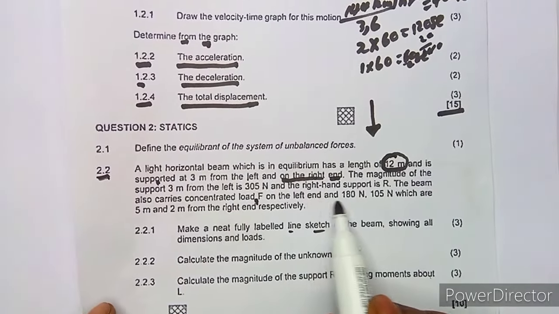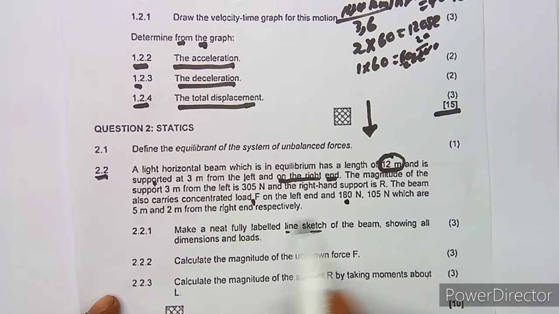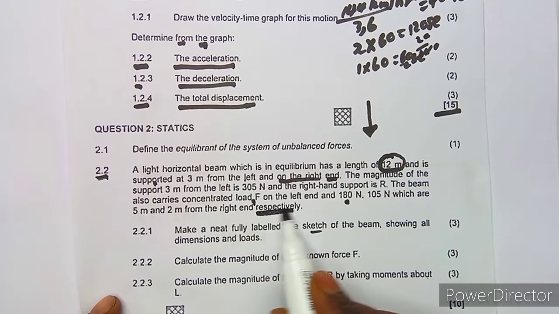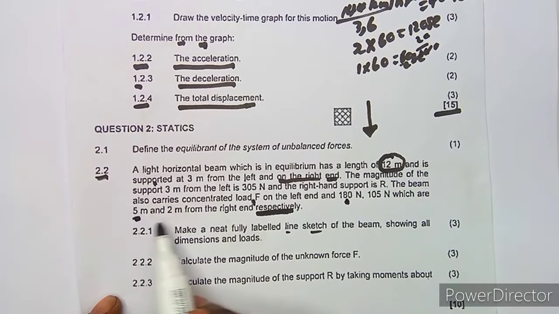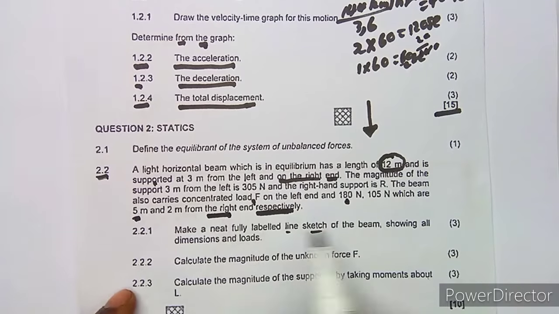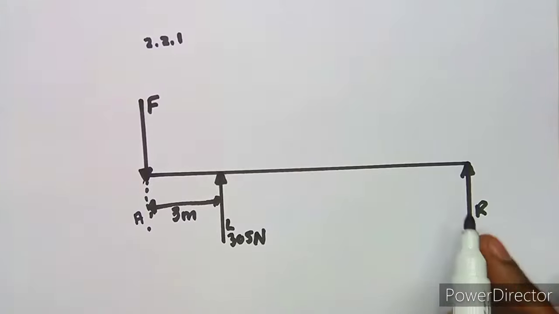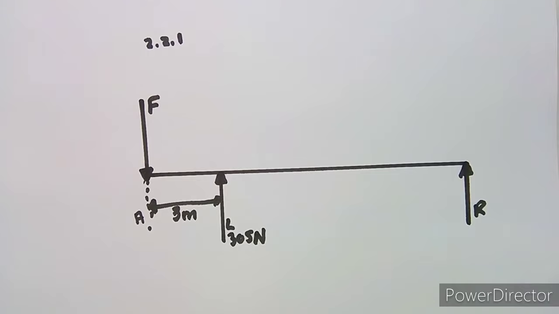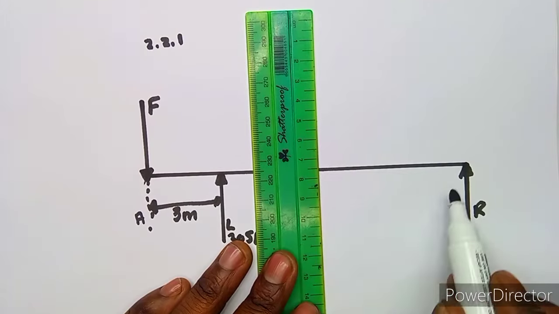Then what happened on the left-hand end? Also we have 180 Newton and 105 Newton, which are 5 meters and 2 meters from the right end respectively. So this 180 is 5 meters from the right end. 105 is 2 meters from the right end. So this is your right end, and you are going to the left from the right.